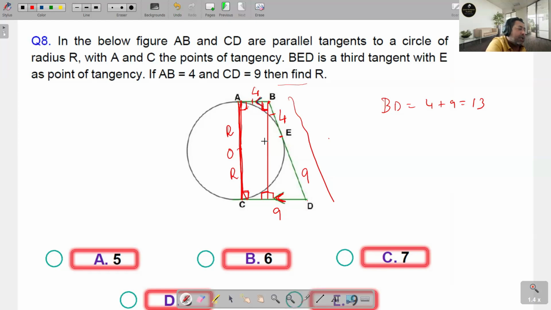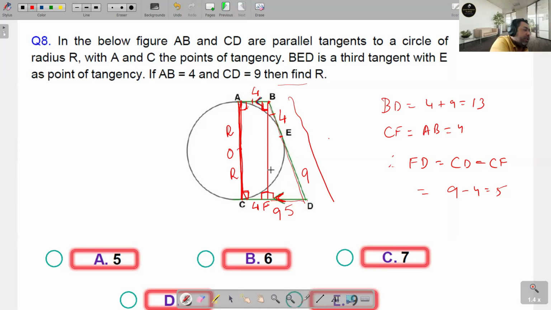If this is a rectangle, then AB will be equal to CF, let's say this perpendicular is coming at F. So CF will also become equal to AB, which will be 4. And therefore, we can say FD will be equal to CD minus CF, which is equal to 9 minus 4, which is equal to 5. Now this is a right angle triangle. The hypotenuse is 13, and the base is 5.